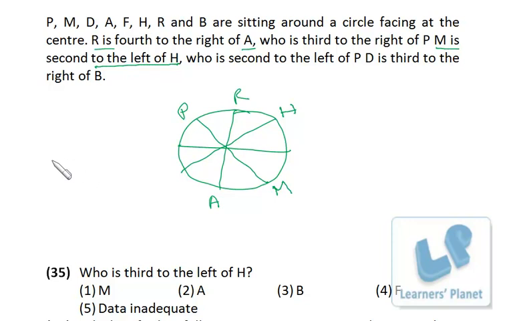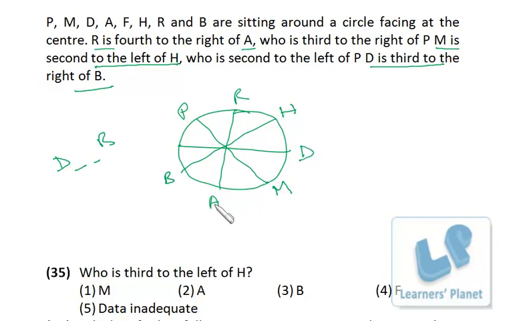Now we have to choose a combination for D and B with 2 places in between, right? Because D is third to the right of B. So if I take B over here, then 1 2 3, D should be over here, but D cannot be over here. So we can arrange B over here. So D is third to the right of B. 1 2 3. D is over here.